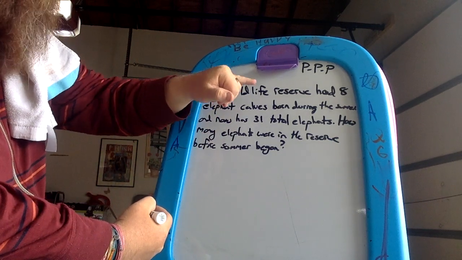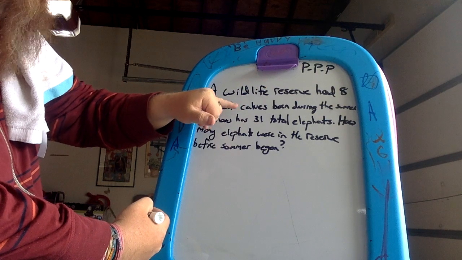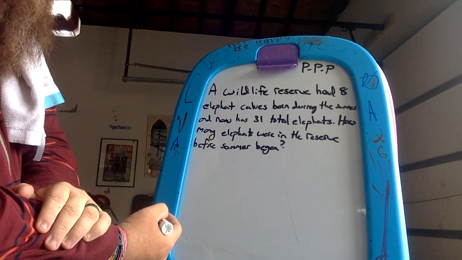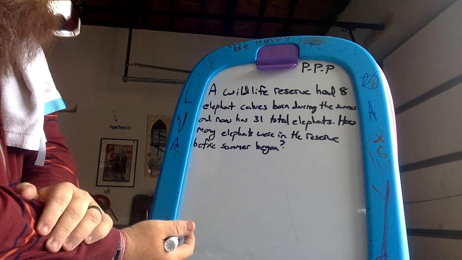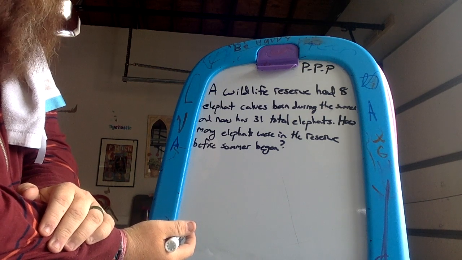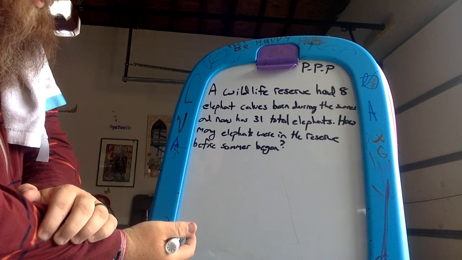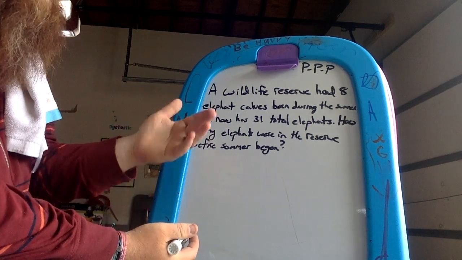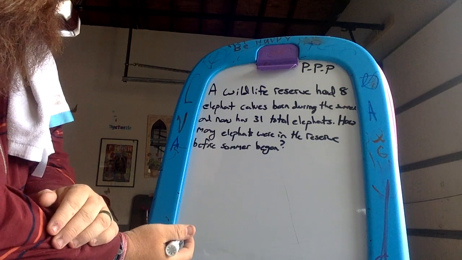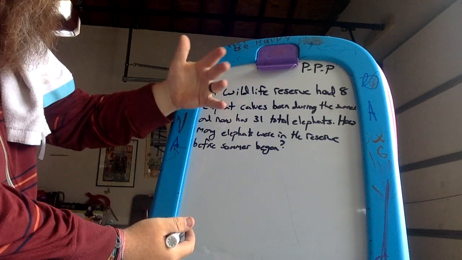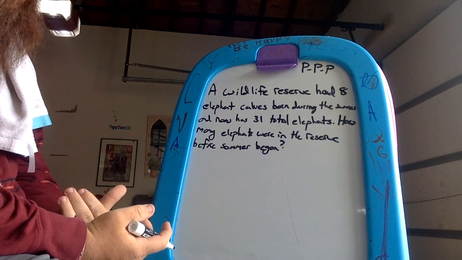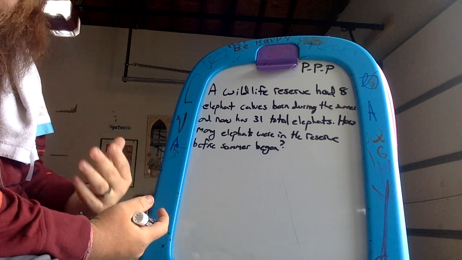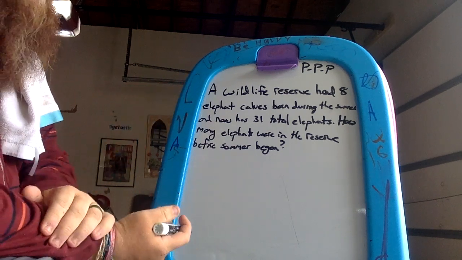A wildlife reserve had 8 elephant calves born during the summer and now has 31 total elephants. How many elephants were in the reserve before summer began? So you may need to read this 2 or 3 or 4 times to really understand. So a wildlife reserve. So this is where they take the animals in. They take care of them, kind of like a zoo. That's based obviously for elephants.